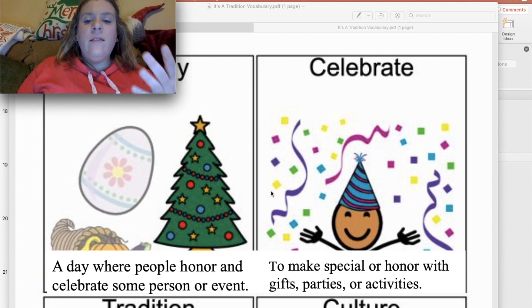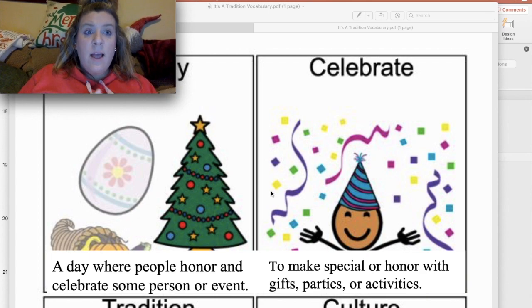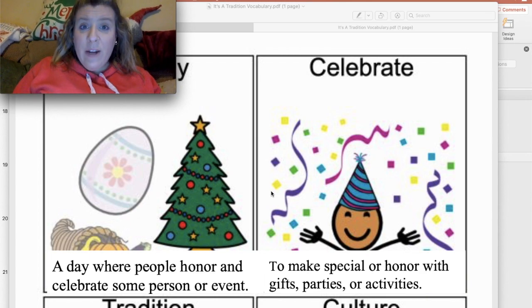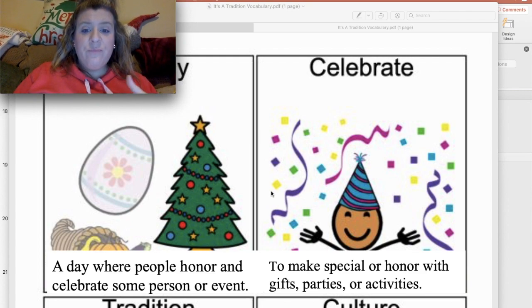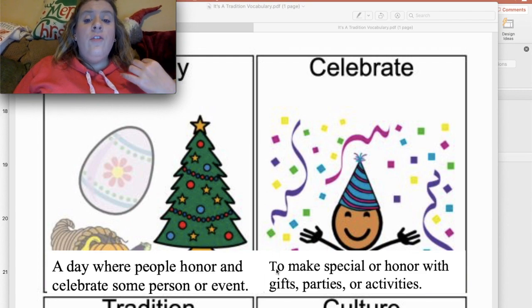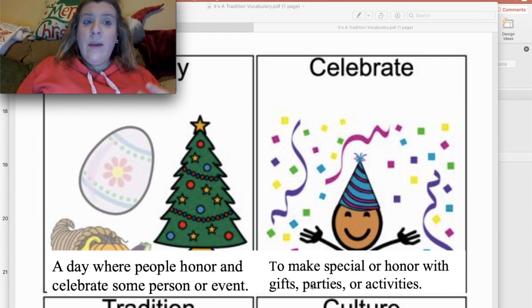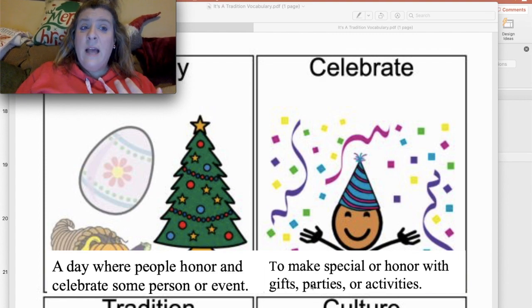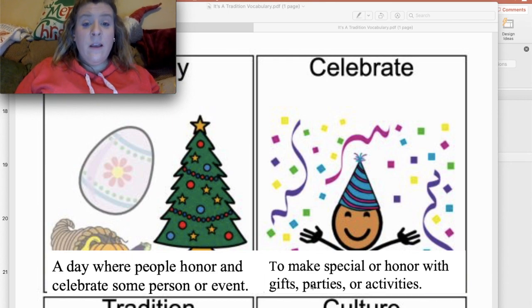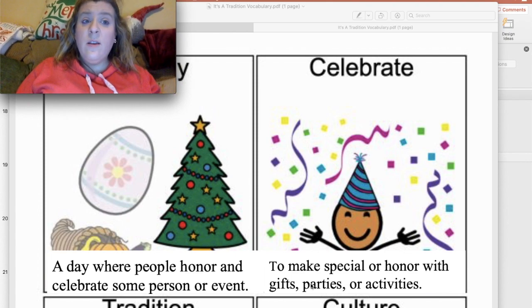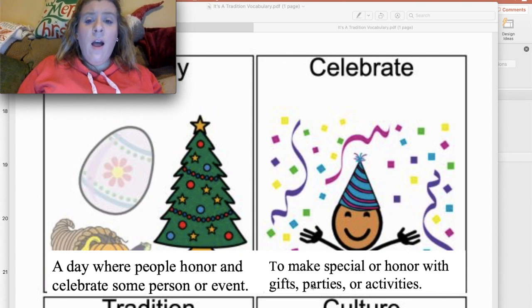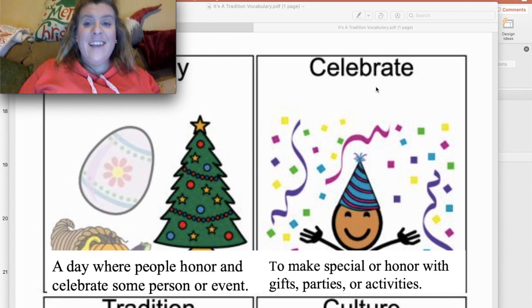It's to make something special or to honor something or someone. You might have parties, gifts, or activities. So again, when you celebrate, it means to make special or honor with gifts, parties, or activities. With most holidays, we celebrate by having a party, you might do a special activity, or you might exchange gifts. We know during this time of year, the holiday season, we do all of those. We do special activities, we always have a little party, and we do a gift exchange. So we like to celebrate winter holidays in our classroom.